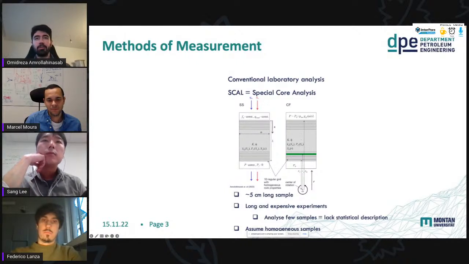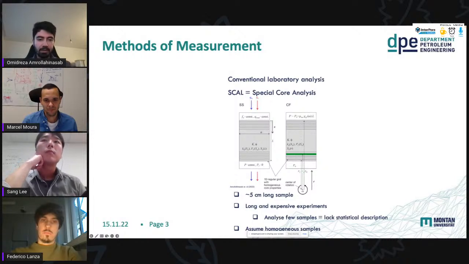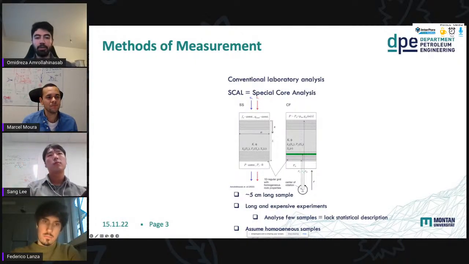Usually the samples here are about 5 centimeters long, and you assume that your sample is homogeneous, to be able to satisfy the assumptions of the formulas that you would like to use. And these experiments, as I said before, are expensive and take a lot of time, so they do not let you easily have a statistical description of your rock type.